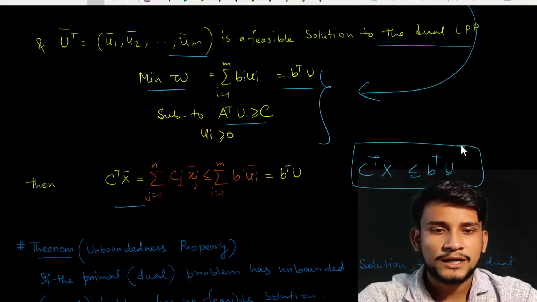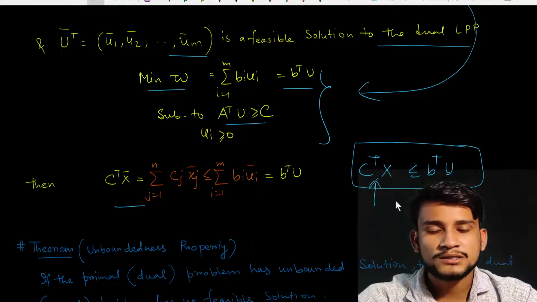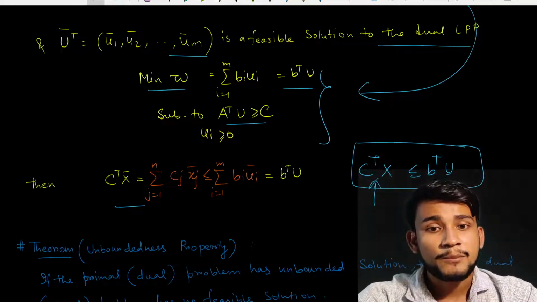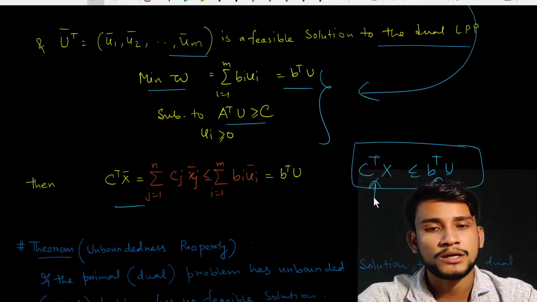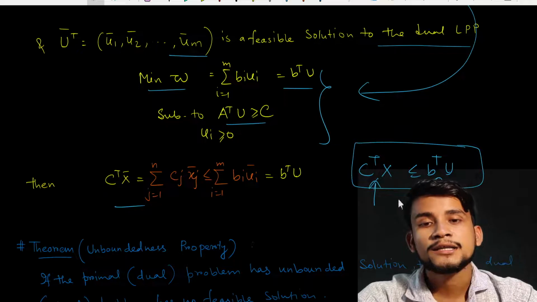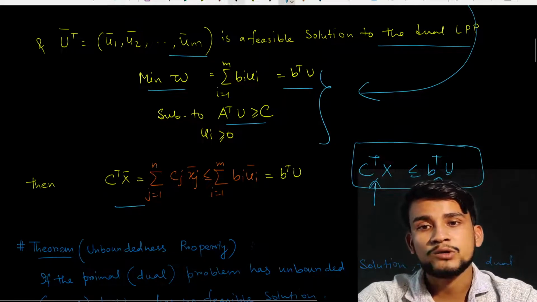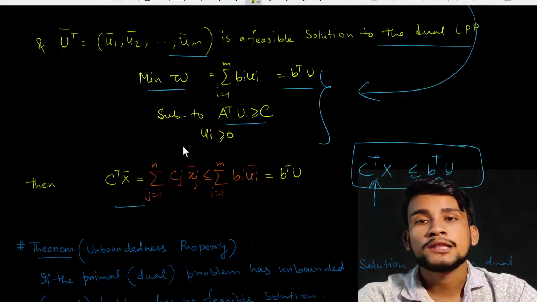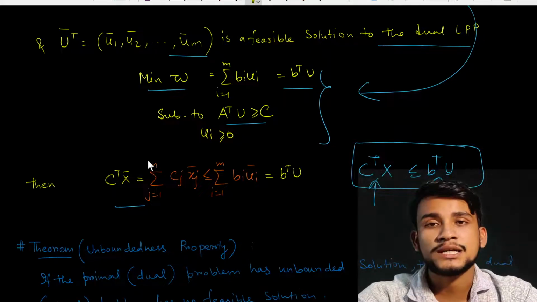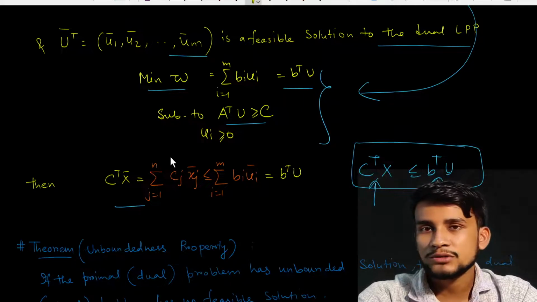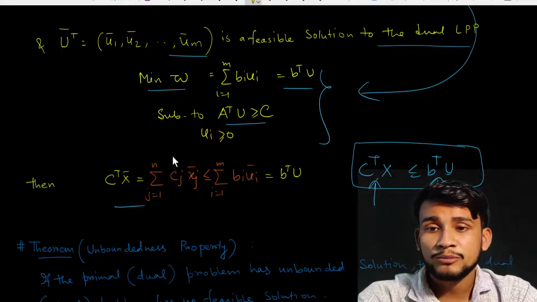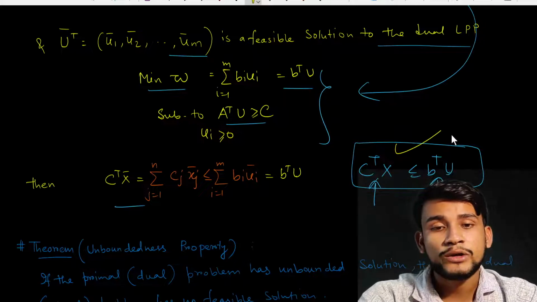That means this is the value of the objective function in the primal problem, and this is the value of the objective function of the dual problem. The value of the objective function in the primal problem is less than or equal to the value of the objective function in the dual problem. This is the weak duality theorem. In general, we know that the objective function values in both cases, primal and dual, are the same. This is also a fundamental theorem of duality, and this is called the weak duality theorem.